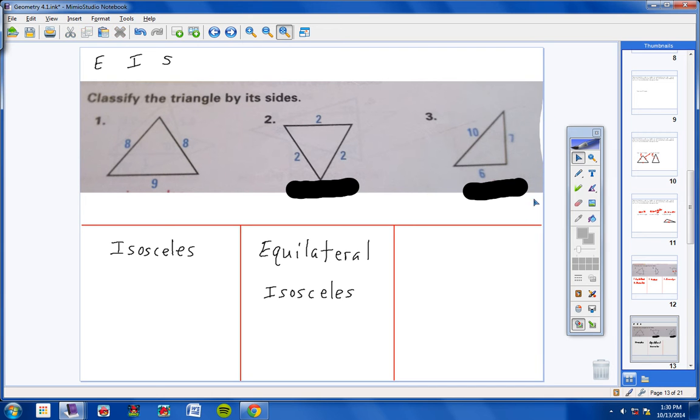Go ahead and copy this down, please, if you would. A triangle with a length of 10, 6, and 7, okay? And then go ahead and give it a name. And I'm going to speed this up a little bit. Obviously, it's scalene because the scalene triangle has no congruent sides, okay?